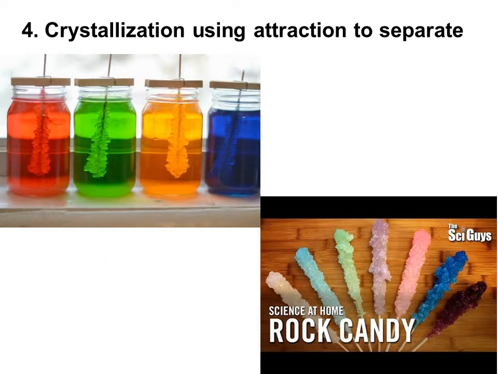The fourth method of separating mixtures physically is crystallization. Crystallization uses attraction to separate. So in this example, I used to make rock candy. That was my first science experiment. How did I do it? I made a viscous solution of sugar water. Then you stick a stick into the sugar water and allow it to sit. The sugar is attracted to the stick, and then other sugar molecules are attracted to the sugar that's stuck to the stick. So eventually, through aggregation, you create rock candy. This is crystallization using attraction.